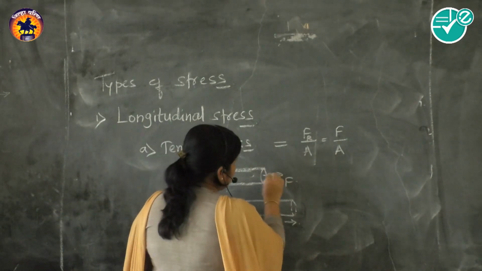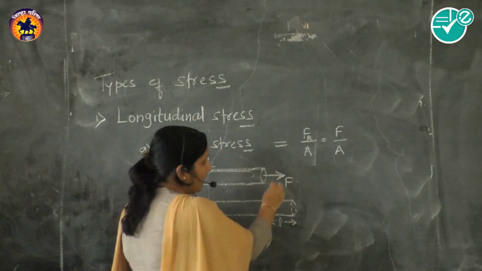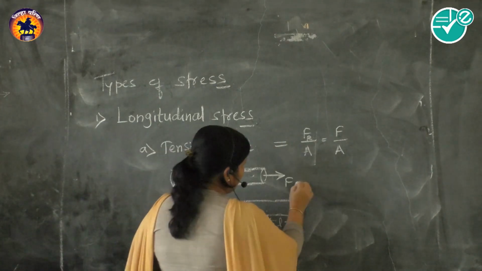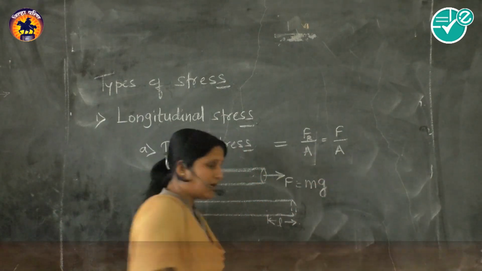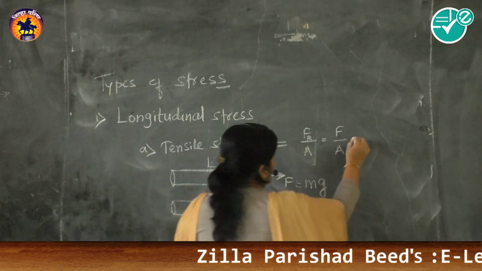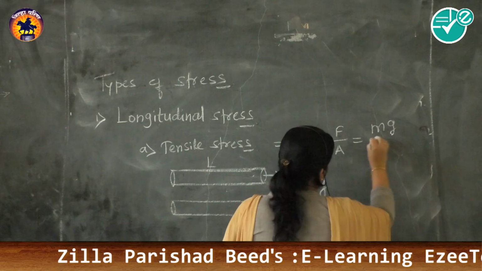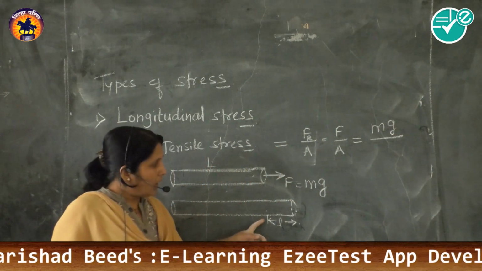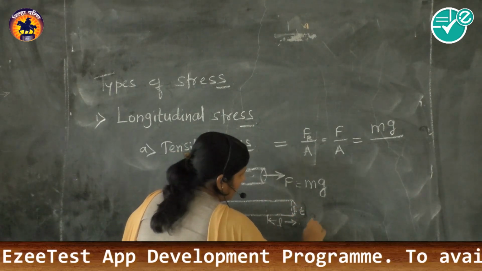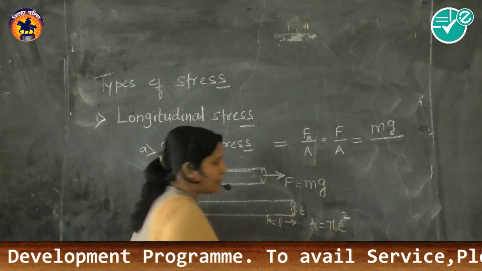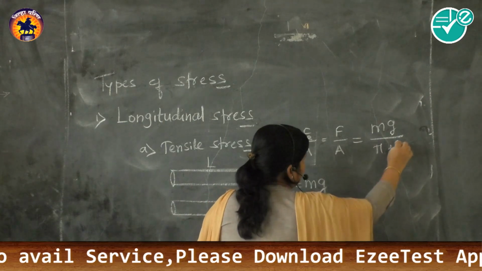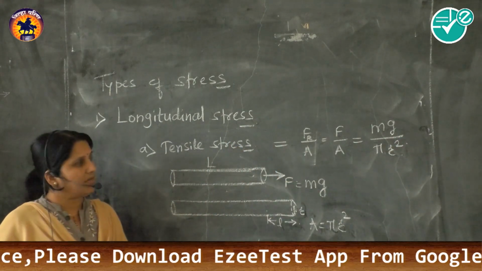So, applied force is in this direction. That we are applying force means we are applying some load there, and that load has some mass, for example m, and if we multiply that mass by g, then we say that this is force, and we can write here now instead of F as mg. Now, how will be cross-sectional area of this? Radius of this cylindrical wire is r, and then cross-sectional area of this is pi r square. And that's why tensile stress can be written as F by A, that is mg divided by pi r square.